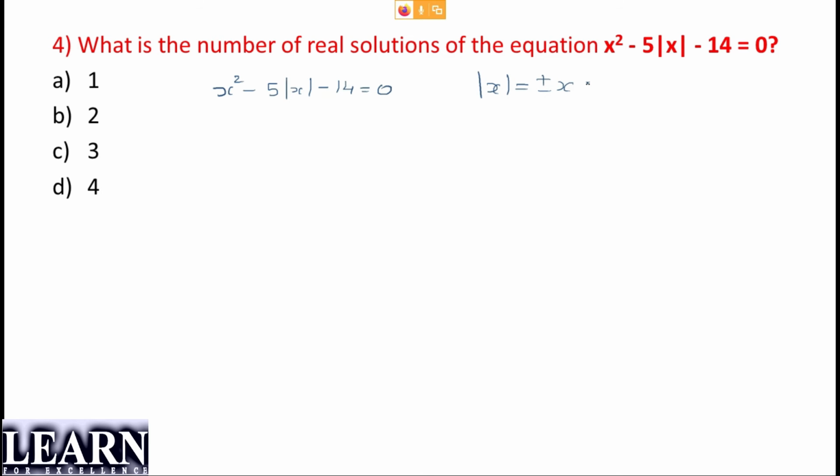Right, now I can split the equation in two different parts. x square minus 5x, where x is positive, minus 14 is equal to 0, or when x is negative, x square plus 5x minus 14 is equal to 0.